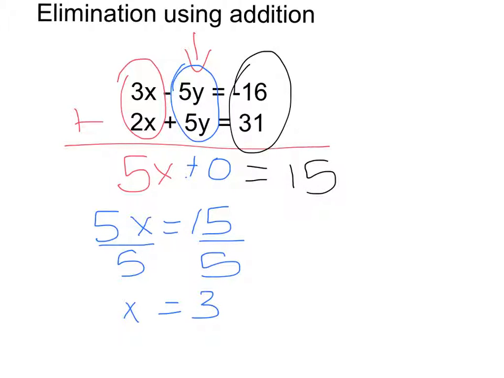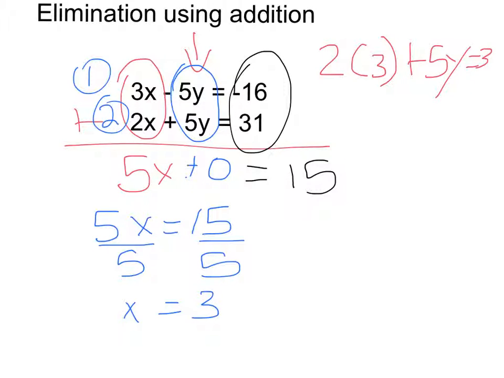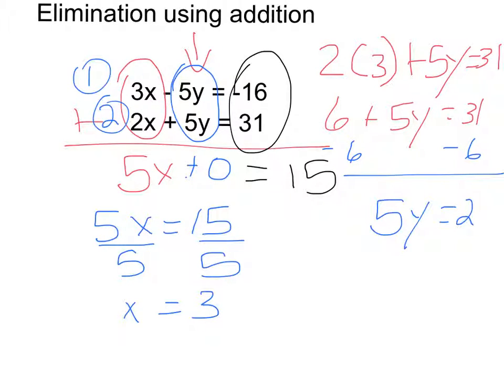Again, I can take the 3 and put it into either the first or the second equation. It does not matter. It's whichever one you think is easier to work with, or just the first one. So I'm going to put it into the second equation. So we have 2 times 3, because we know x is now 3, plus 5y equals 31. Simplifying, we have 6 plus 5y equals 31. Subtract 6 from both sides, and you end up with 5y equals 25. Divide by 5, and y equals 5.